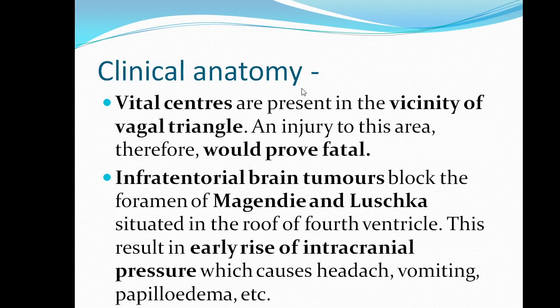Clinical anatomy. Number one, the vital centers are present in the vicinity of the vagal triangle. An injury to this area is therefore proved fatal. Number two, infratentorial brain tumors may block the foramen of Magendie and foramina of Luschka, situated in the roof of the fourth ventricle. This results in early rise of intracranial pressure, which causes headache, vomiting, papilledema, etc.